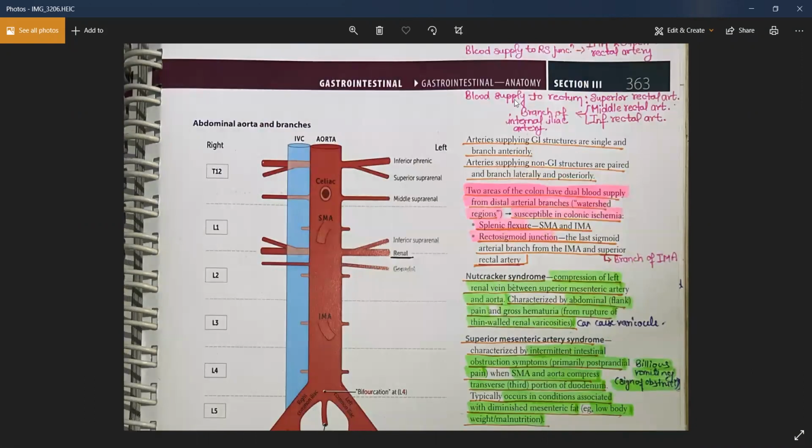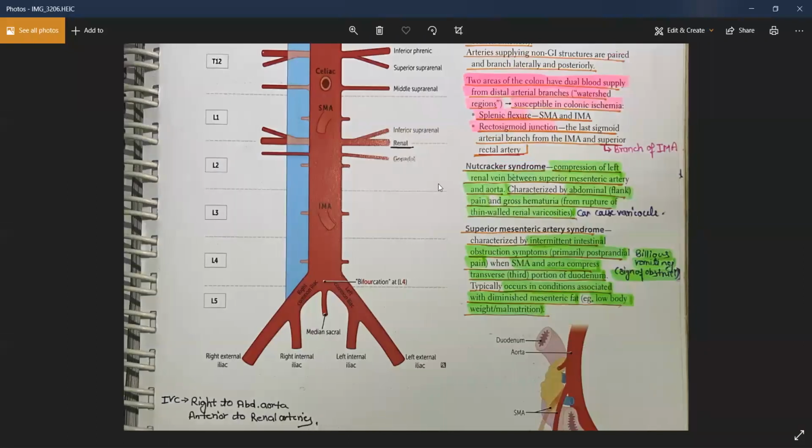And this is the blood supply to the rectum: the superior rectal artery, the middle rectal artery, and the inferior rectal artery. The superior rectal artery is a branch of the inferior mesenteric artery, and the middle and the inferior rectal arteries are branches of the internal iliac artery. Very important to note. Just keep this in your mind.